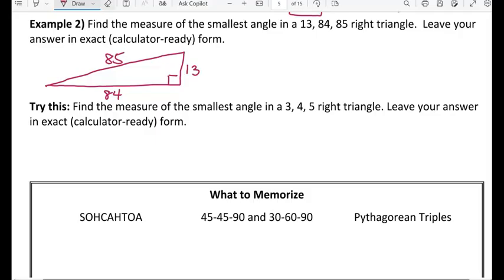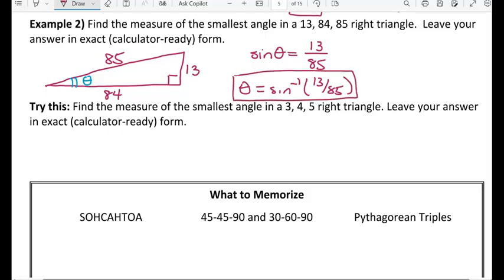So where is our smallest angle? Well, in a triangle, the smallest angle is opposite that shortest side. So if I label that angle theta, then we can write an equation. And so for instance, if I want to use the sine ratio, sine of angle theta would be equal to opposite divided by the hypotenuse. And then I can solve for angle theta. Theta is equal to the inverse sine of 13/85, because inverse sine is the way that we find an angle measure.